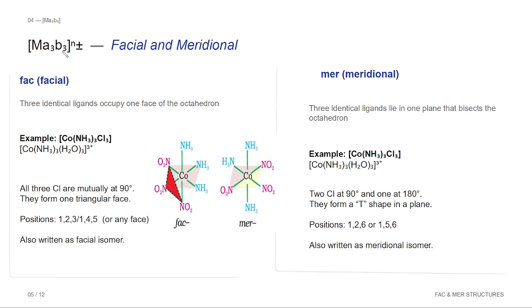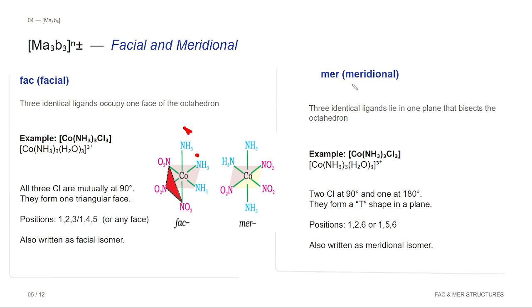Next one is Ma3B3 type. Here we have facial and meridional isomers. Facial means 3 identical ligands occupy one face of the octahedron. The examples are triamine trichlorocobalt and triamine triaqua cobalt. See the picture here: these 3 amines are attached on one side, in the first, second and third positions. The angle between these 3 ligands is 90 degrees. The facial positions are 1,2,3 and 1,4,5.